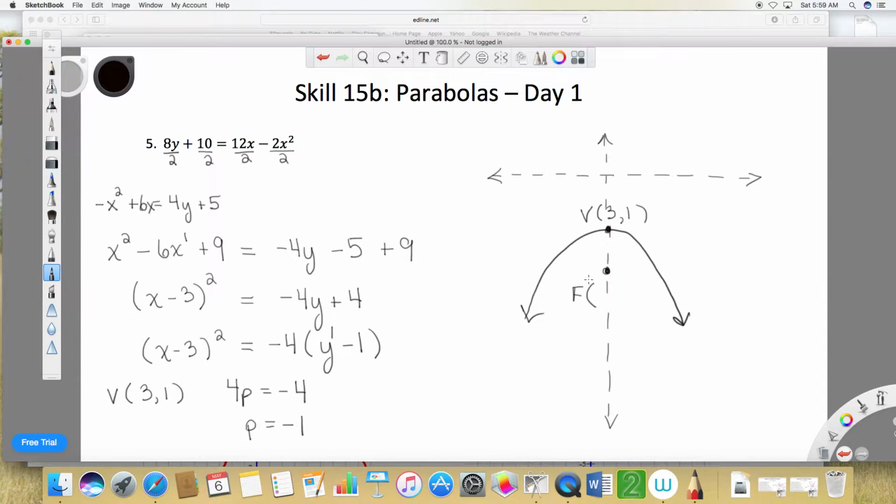I want the coordinates of this focus. I know that this vertex is the midpoint between the point of intersection of my 2 lines and this focus. This line is x equals 3. It's vertical. A vertical line is always going to be x equals something. A horizontal line is always going to be y equal to something.